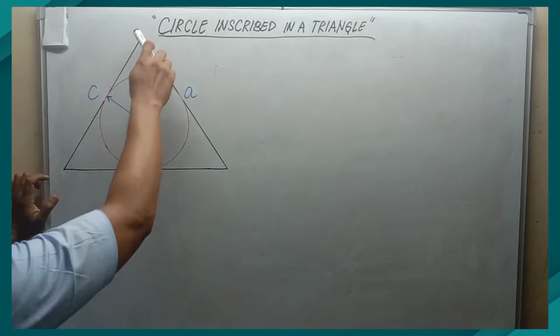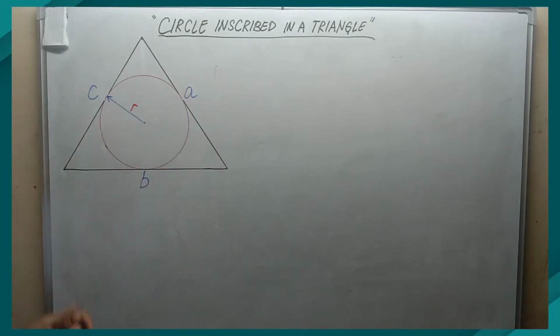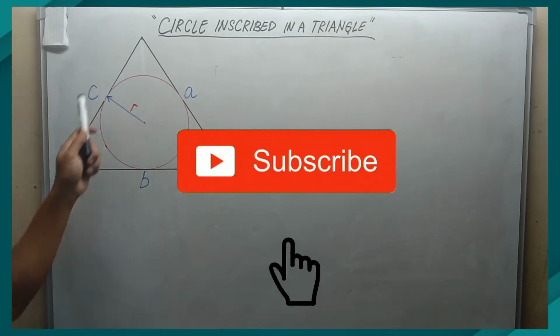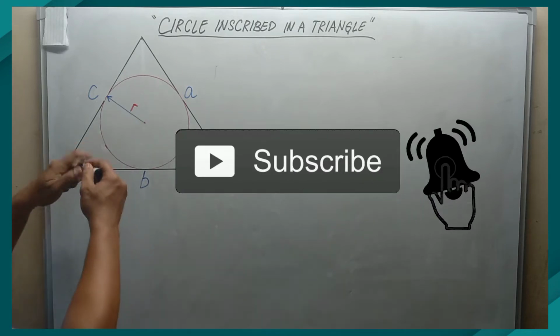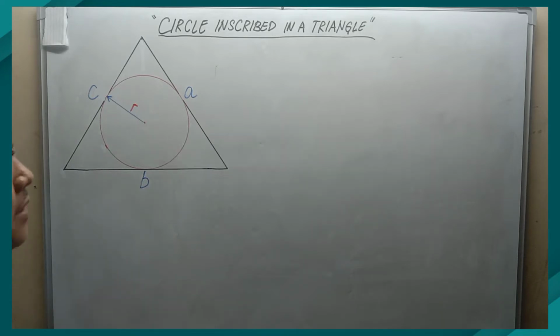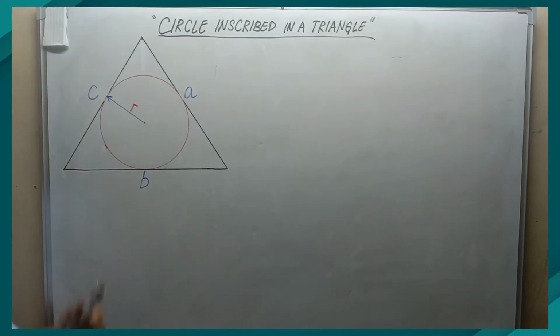I have here a triangle with three sides, A, B, and C, and a circle inscribed in the triangle having radius R. So our objective here is to study how to calculate the area of a triangle and the radius of a circle.